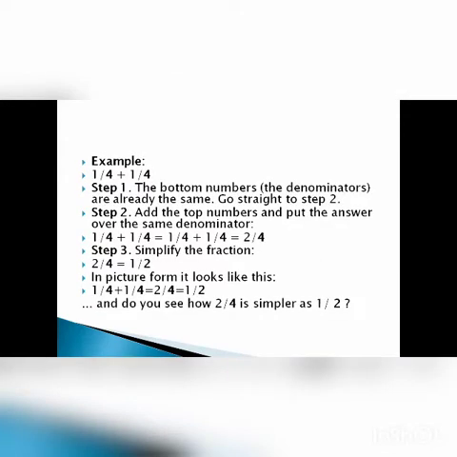Let's see one example. 1 by 4 plus 1 by 4. Step 1: the bottom numbers, that is the denominators, are the same. So straight away we will go to step 2. Add the top numbers, and put the answer over the same denominator. That is, 1 by 4 plus 1 by 4 will be 2 by 4. Now we will simplify it. The answer is 2 by 4. Then we will divide 4 by 2, and you will get the answer 1 by 2.